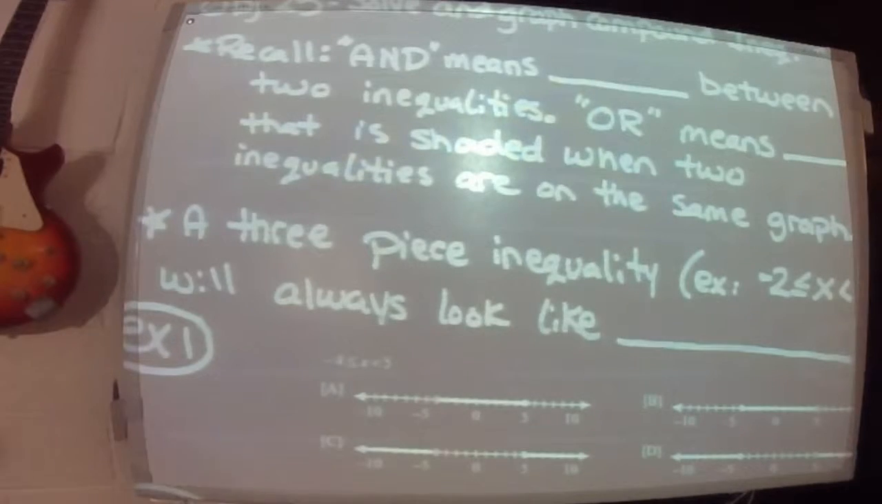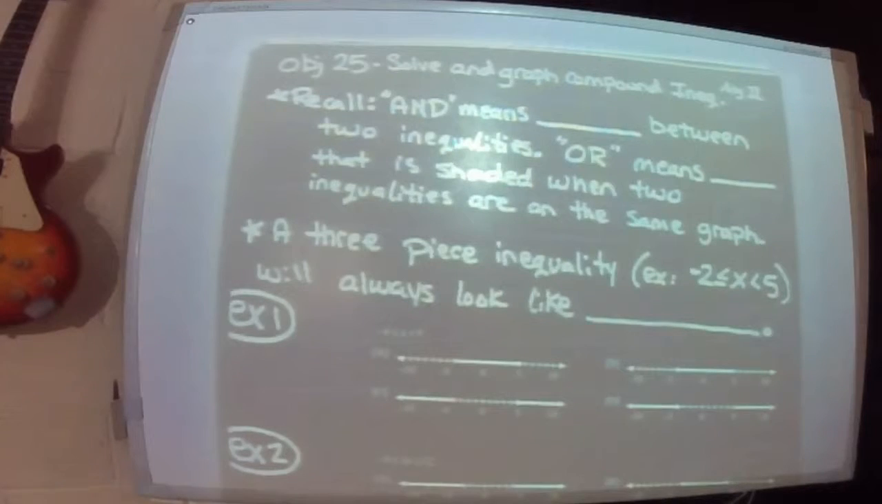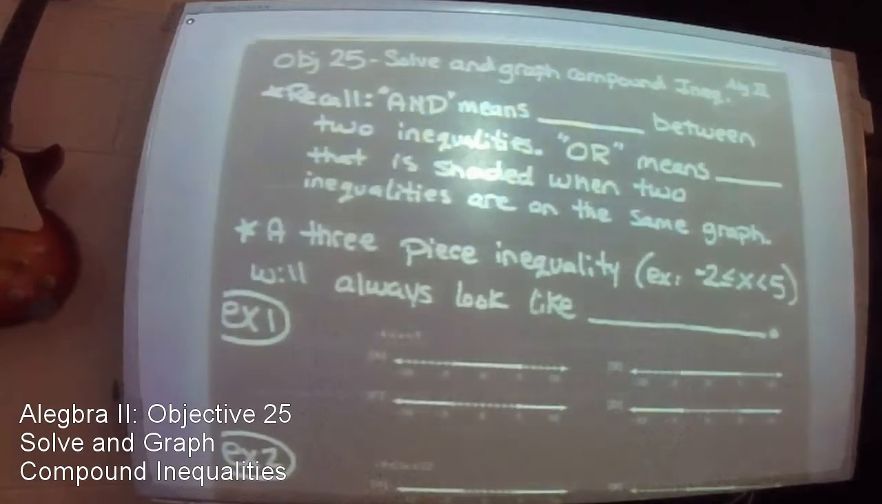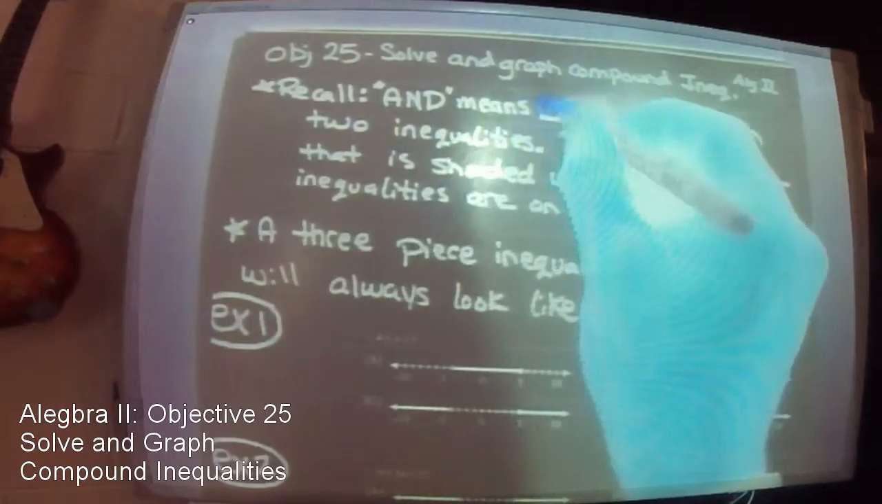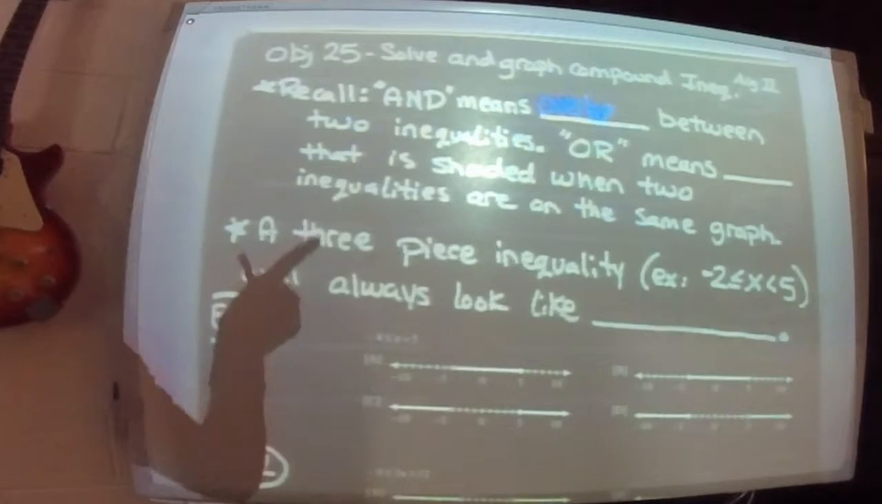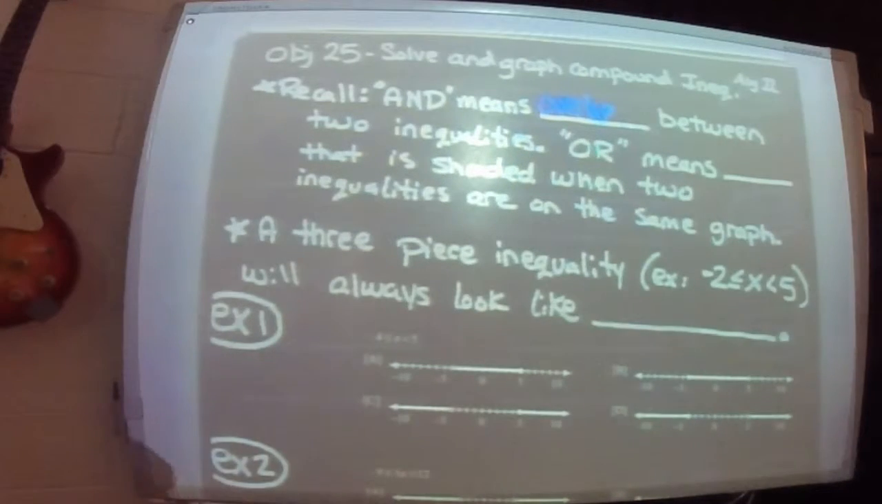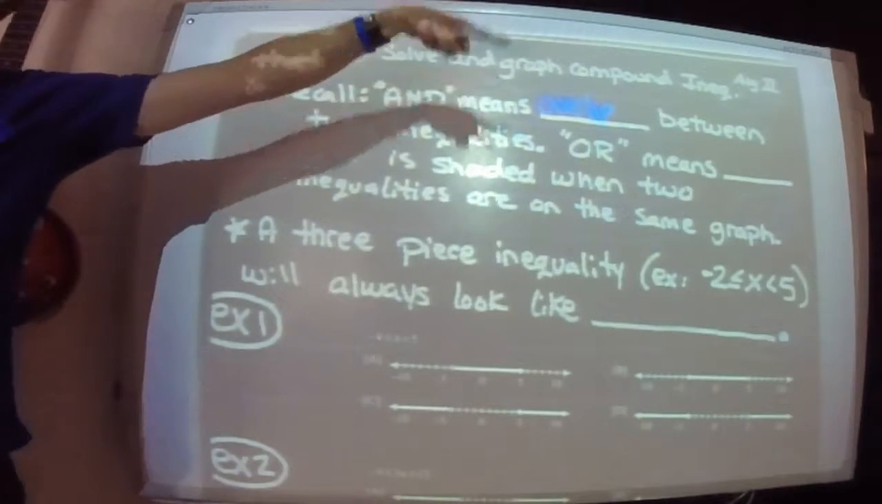Okay, objective 24. We talked about two words that are very important: and, or. What did we say that the word and meant? Overlap. And meant overlap. It's the overlap between two inequalities. So if you put the two inequalities on the same line, what we're really looking for on and problems is where do those inequalities overlap?